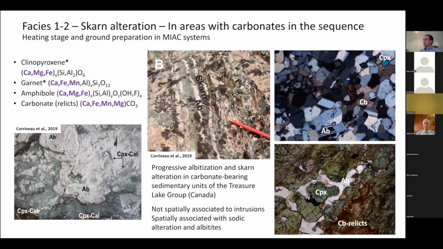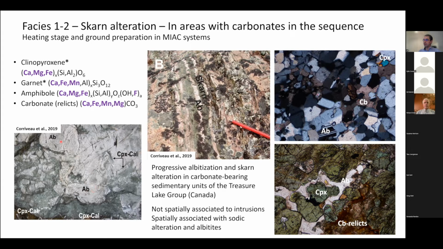As sodic alteration is happening in this heating stage and ground preparation of these systems, if there are carbonates in the sequence and sodic alteration is happening, sometimes skarn alteration can be adjacent to these zones of sodic alteration in the carbonate-rich unit. In here, we have an example where certain beds are becoming preferentially albitized, and then other beds are becoming preferentially turned into skarn assemblages.